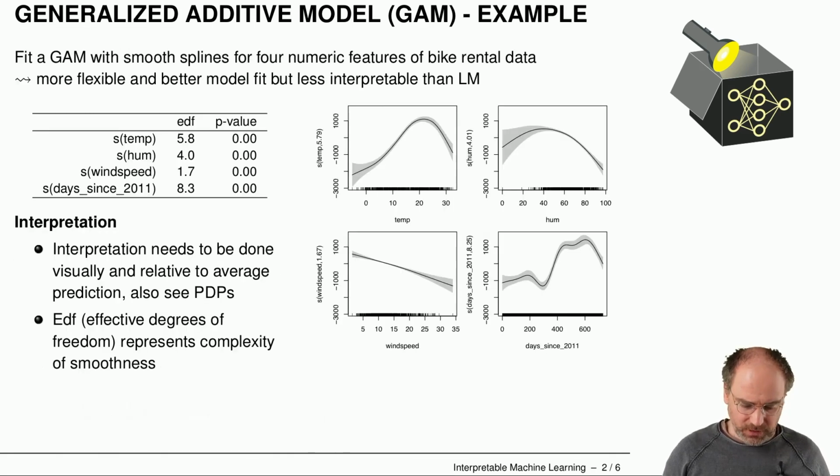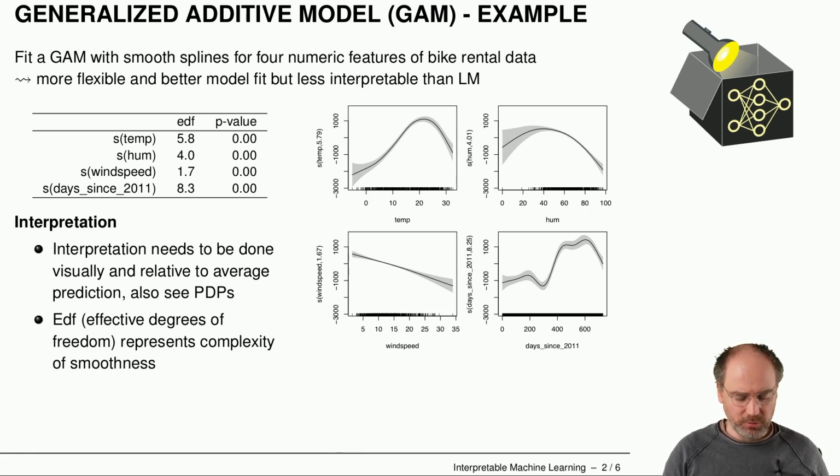Okay, so how does that work? Can we maybe take a look at an example? So here we again look at our favorite example data set, the bike rental data, and we now fit a GAM model with smooth splines to 4 numeric features of this bike rental data set to arrive at a more flexible and better model fit than for the more constrained linear model.